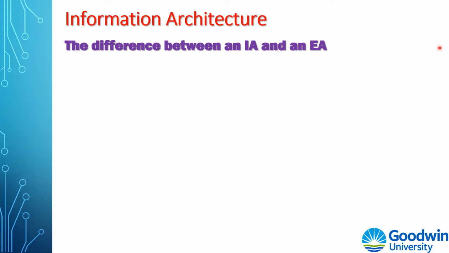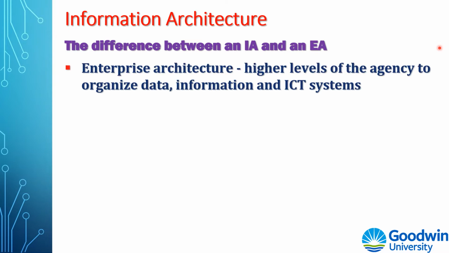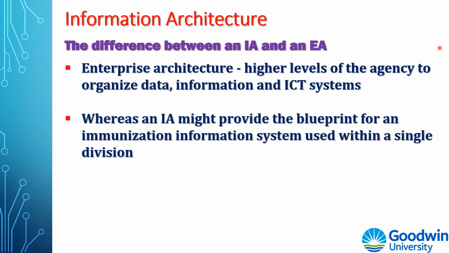So what's the difference between information architecture and enterprise architecture? Because there's a difference. Enterprise architecture is at the higher levels of an agency. It's used to organize data, information, and the communication systems that we use to move data around. Whereas the information architecture provides the blueprint for, let's say, an immunization information system that's used within a single division.